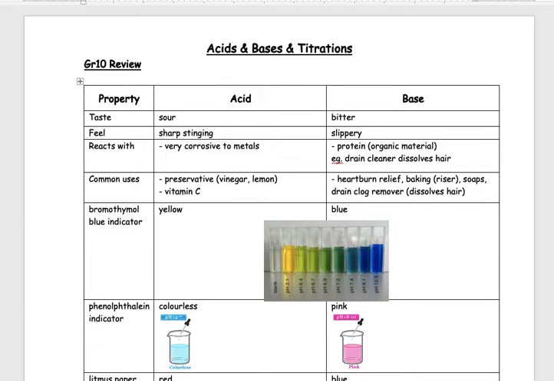All right, so here's a quick review of hopefully what you picked up last year in Science 10. You were supposed to study acids and bases a little bit and mainly look at the difference in properties. So here's a quick summary.